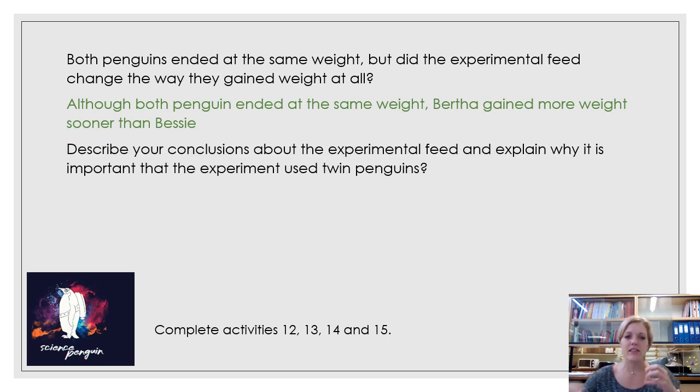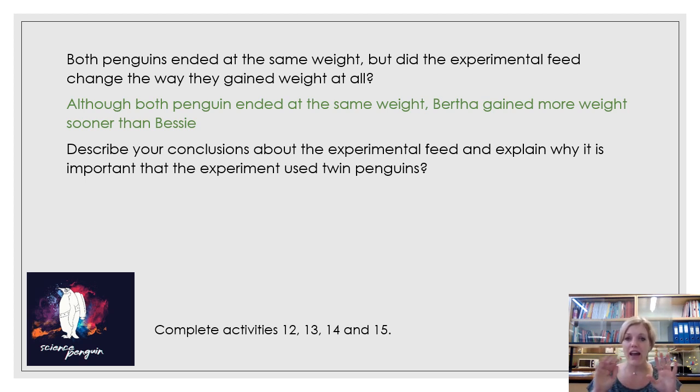The next question says, describe your conclusions about the experimental feed and explain why it's important that the experiment used twin penguins. So what is it about twins that is important? So twins, they share genetic material, they share similar growth rates, metabolism, they share phenotype. A phenotype is how we look on the outside. There's a lot of genetic material that they share, which could impact the results. So what's nice here is that you've got two penguins that are almost exactly genetically the same.